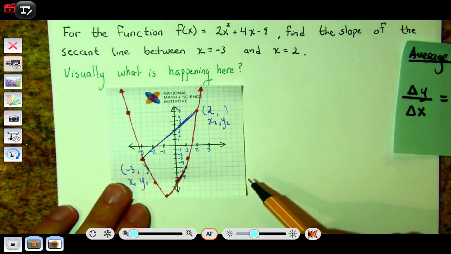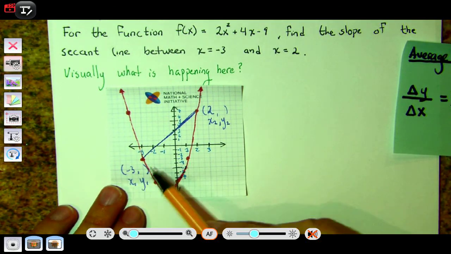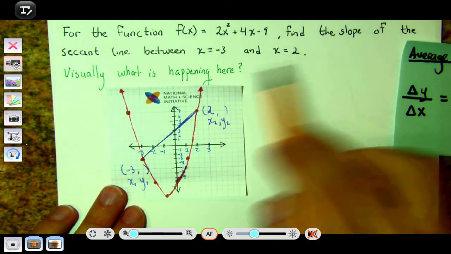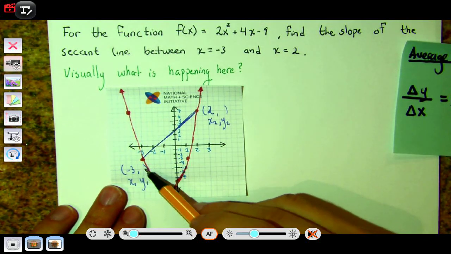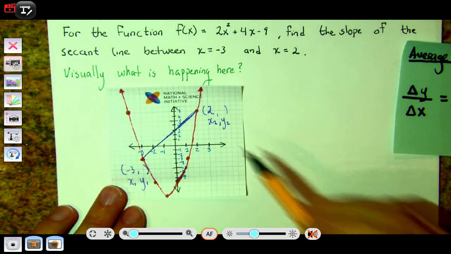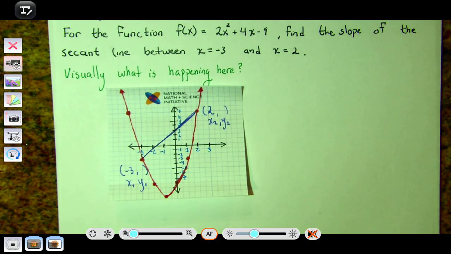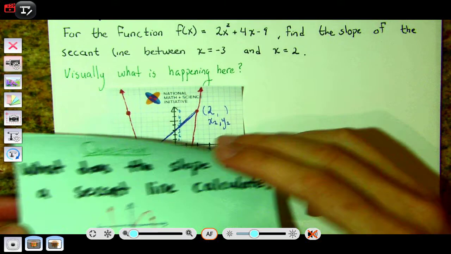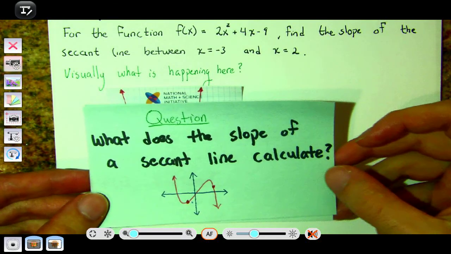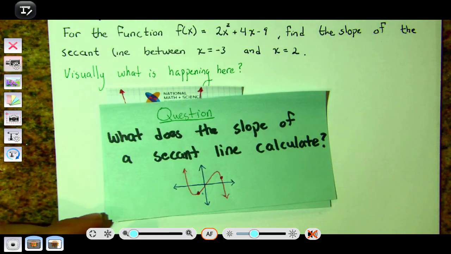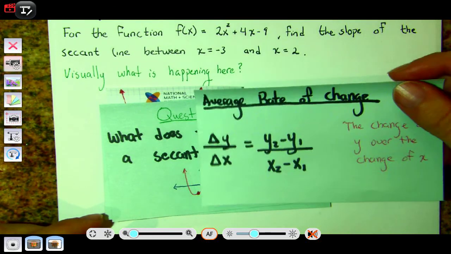What I'd like you to do is pause the video and think about, algebraically, given this information, how can I find what this y value is? How can I find what this y value is? Okay, so let's say you've thought about it. Here, quick question: what does the slope of a secant line calculate? It calculates the average rate of change.